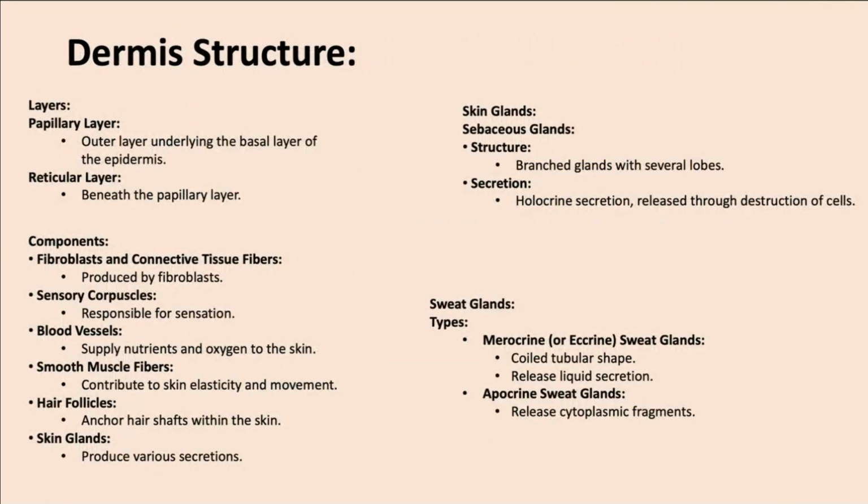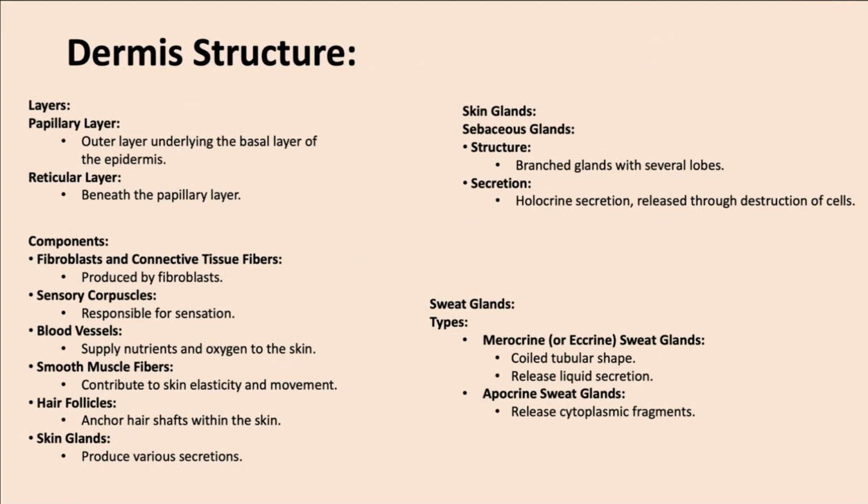Okay. Now the dermal layer. The dermal layer isn't as complex as the epidermal layer, where in the epidermal layer we had 5 layers. The dermal structure has only 2 layers. So we have the papillary layer, and then we have the reticular layer. The papillary layer is the first one, and it's right underneath the basal layer of the epidermis. And then the reticular layer is right underneath the papillary layer.